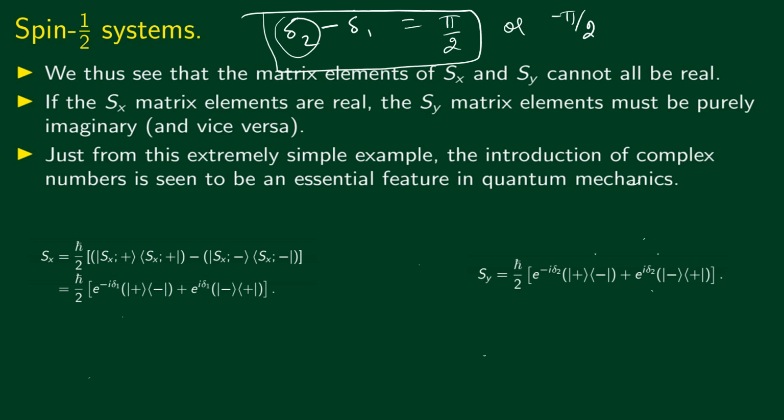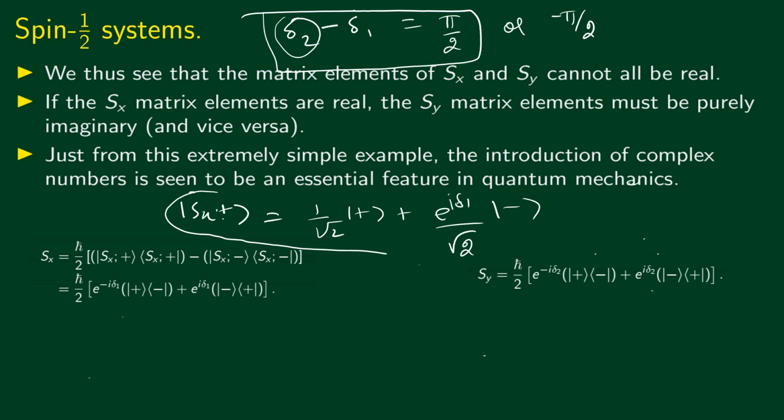If I look at the eigenket Sx plus, I think we wrote this as 1 by root 2 ket plus e raised to i delta 1 divided by root 2 ket minus. I don't remember the exact factor here. All right. I could choose delta 1 to be 0, and there wouldn't be any complex numbers appearing in the expression for ket Sx plus.